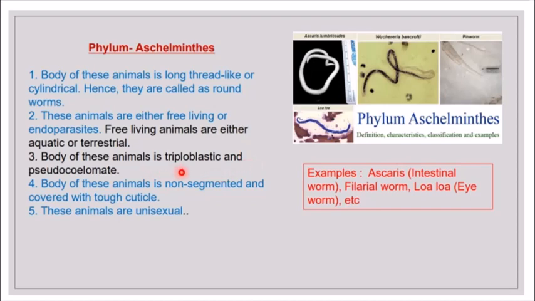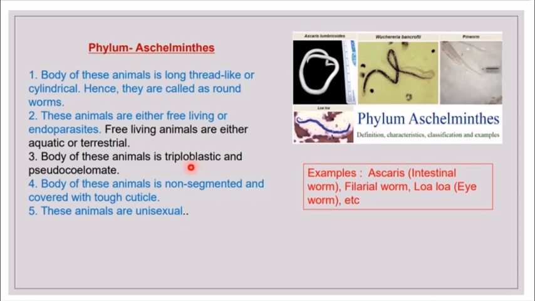Then they have a triploblastic and pseudocoelomate body. Now what is triploblastic? That is they have all three layers: ectoderm, endoderm and mesoderm. Inside our body there are various layers from which our body is formed.